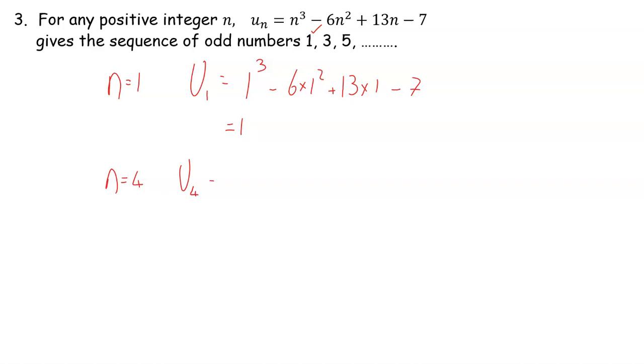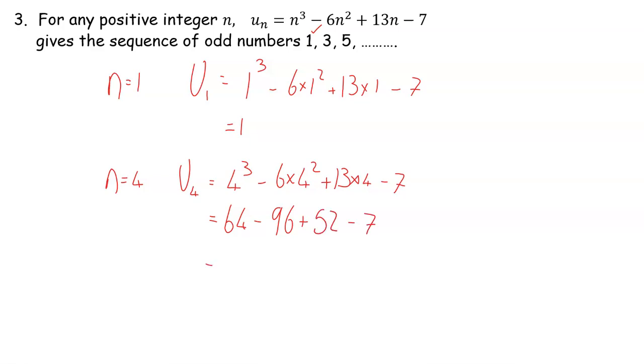What I'm going to be able to say then is that u4 is equal to 4 cubed, take away 6 times 4 squared, plus 13 times 4, minus 7. Doing these calculations gives me 64, take away 96, plus 52, minus 7, which if I simplify it down, gives me 13 in total. So according to this rule, the fourth term in the sequence is 13.